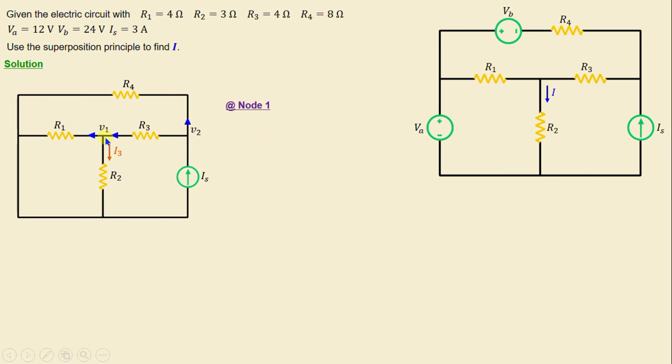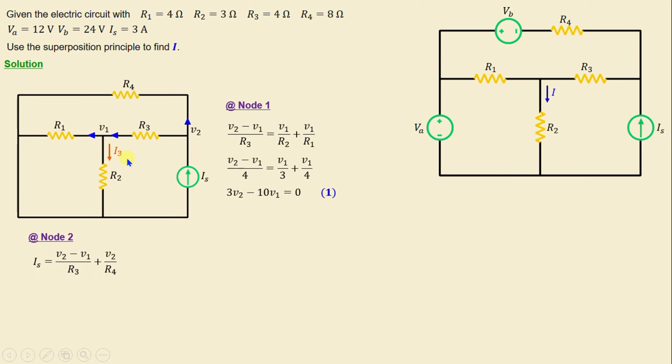In node 1, we can write V2 minus V1 over R3 is equal to V1 over R2 plus V1 over R1. If we replace the resistors with their numerical values and we continue simplifying this equation, we obtain 3V2 minus 10V1 is equal to 0. Let's move on now to node 2.